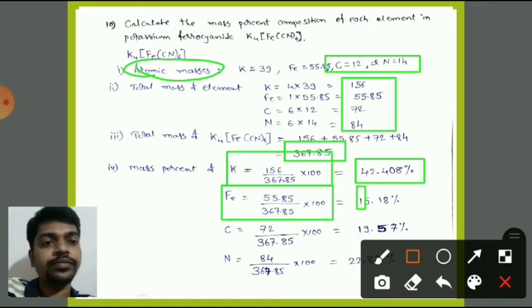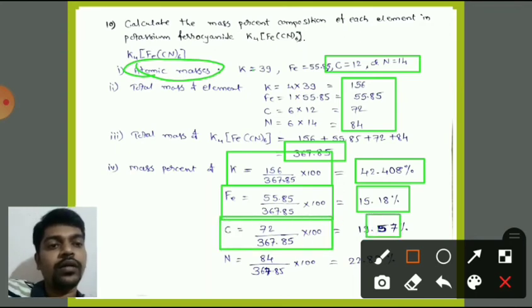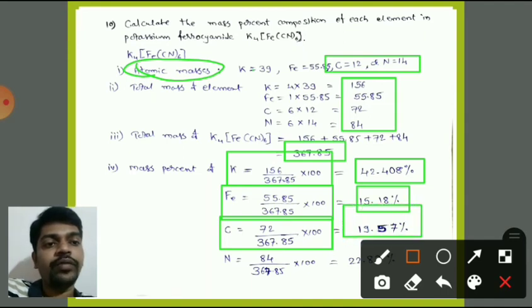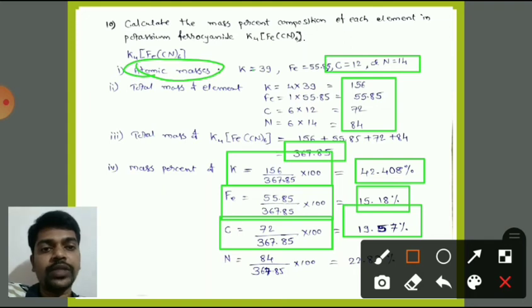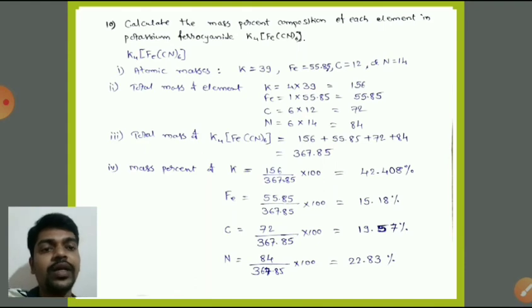In similar fashion we can calculate for iron also, which becomes 15.18. For carbon it becomes 19.57, and finally for nitrogen, the total mass of the element is 84, divided by the total mass of the compound, 367.85, into 100, which becomes 22.83%. These percentages are the individual element compositions in percentage by mass.